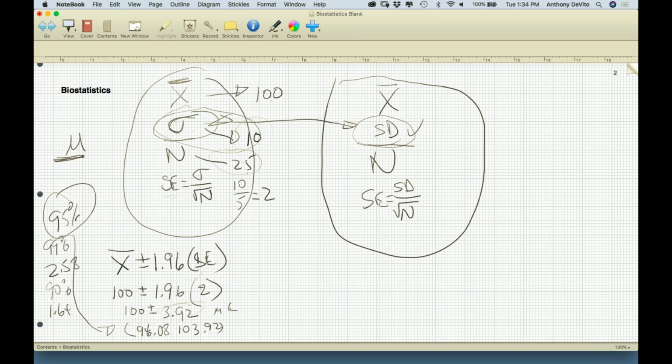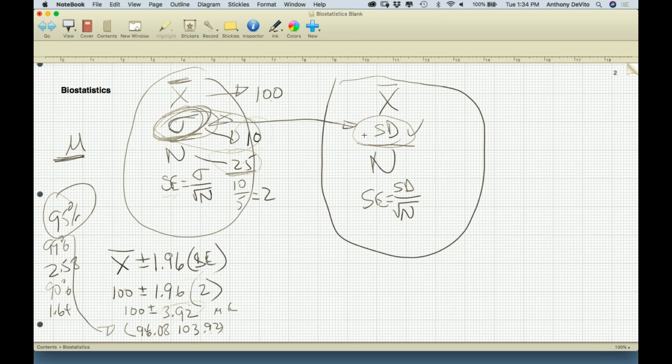Okay, so what justified me doing this? What justified me doing this was that we knew the population standard deviation. And even though it's a small sample, I know how samples behave. This is the way samples behave. And since I know what sigma is, I can predict this pretty accurately.